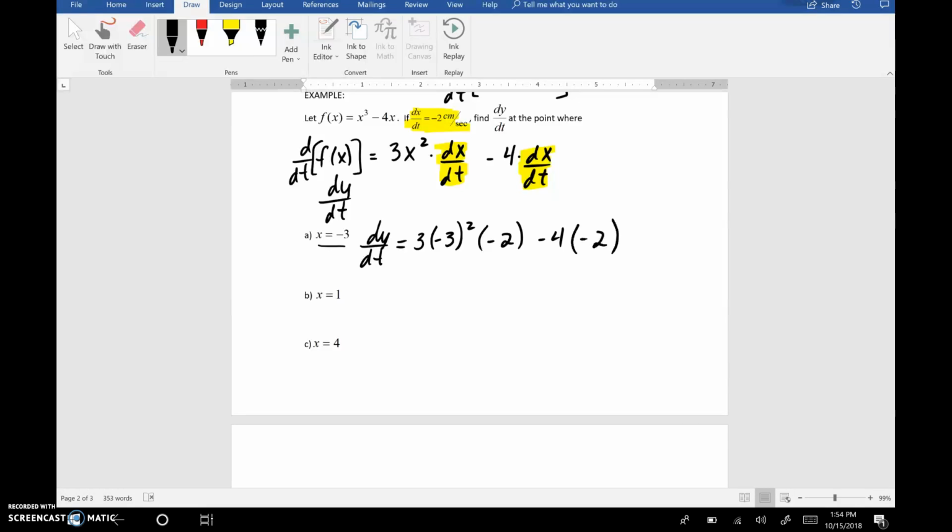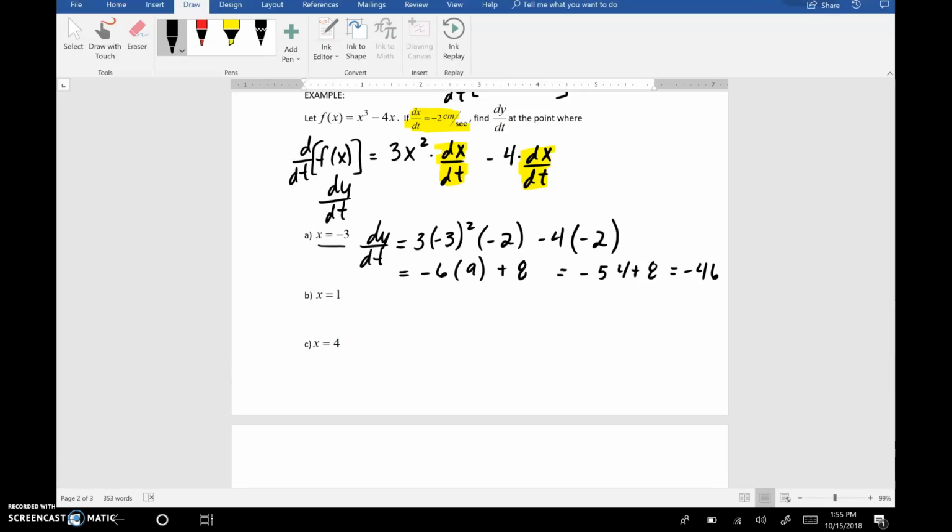And what you're going to have to be aware of as we do these problems, you're going to be given information that you're going to substitute in for, and you're always going to have one unknown. So here I get negative 6 times 9 plus 8, negative 54 plus 8. So then when I subtract them, my answer would be negative 46.